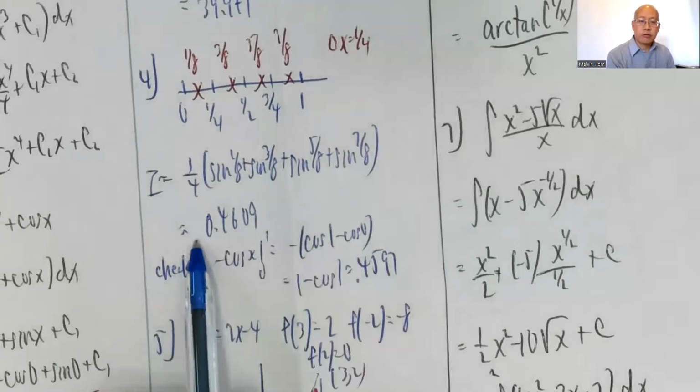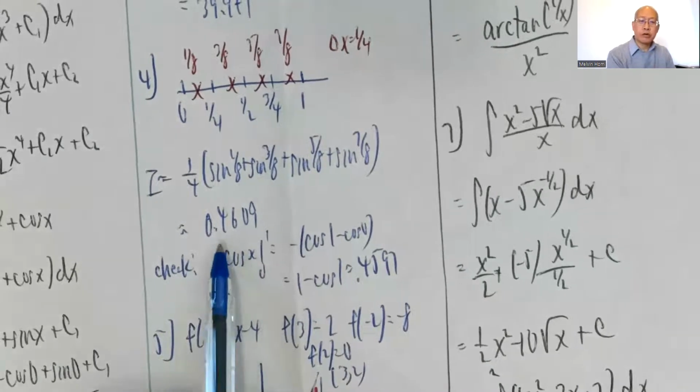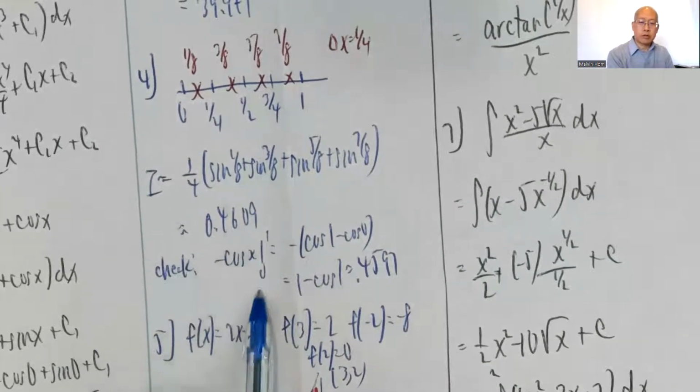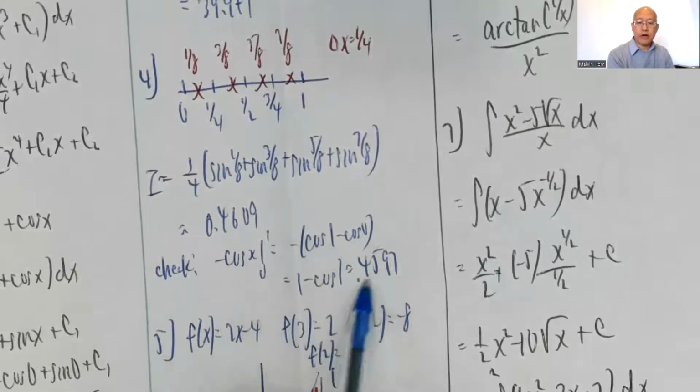It's about 0.4609. That's the answer, but as a double check, the actual integral would be negative cosine of x from 0 to 1. So the opposite of cosine 1 minus cosine 0, that comes out to be 0.4597. So you can see it's pretty close.